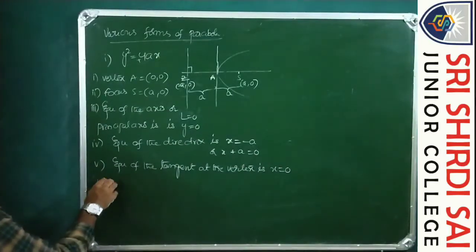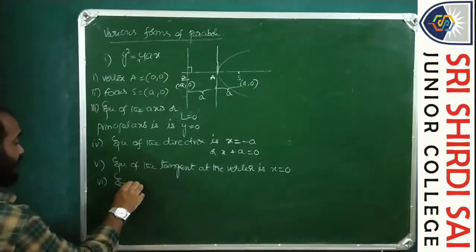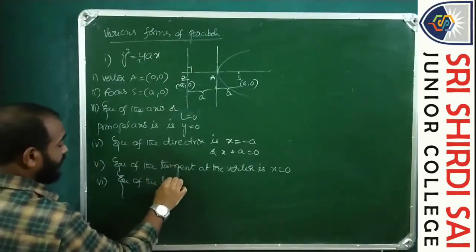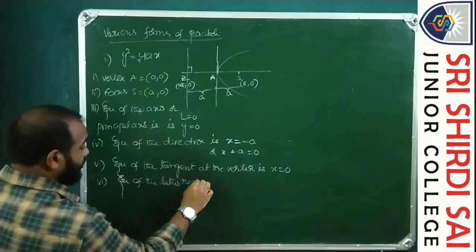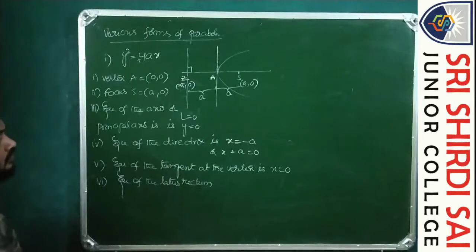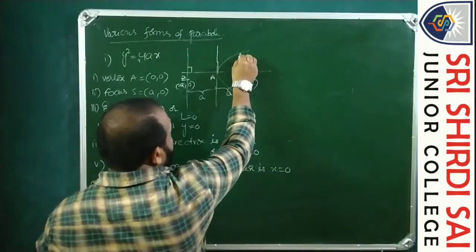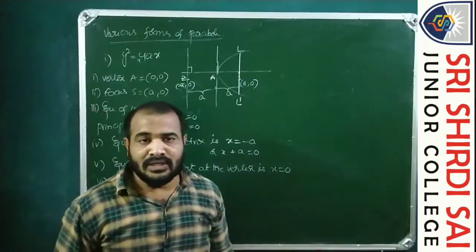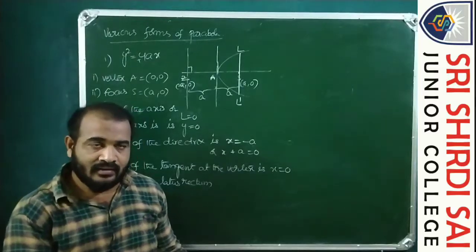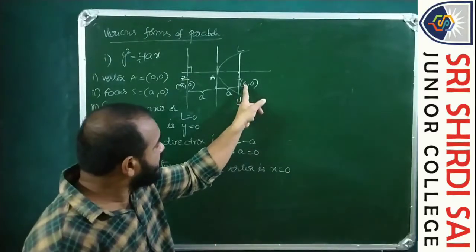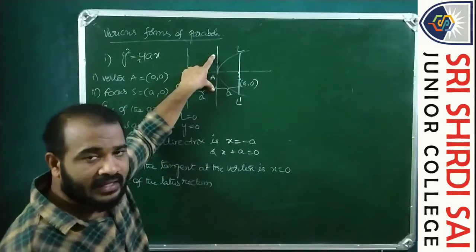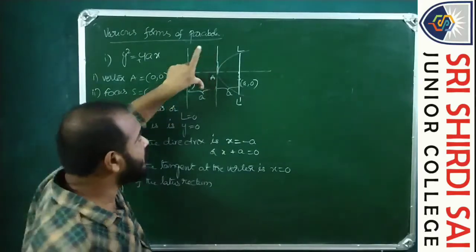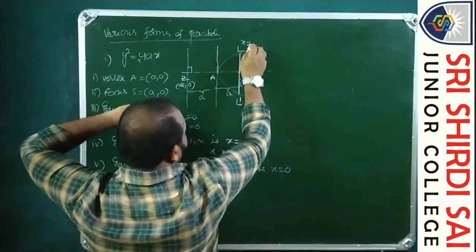Next. So the ends of the latus rectum, or the equation of the latus rectum. So the latus rectum is this L dash. This is L dash. The latus rectum is also a straight line which is parallel to the y-axis. Any line which is parallel to the y-axis is of the form x equals to something. This is x equals to a.